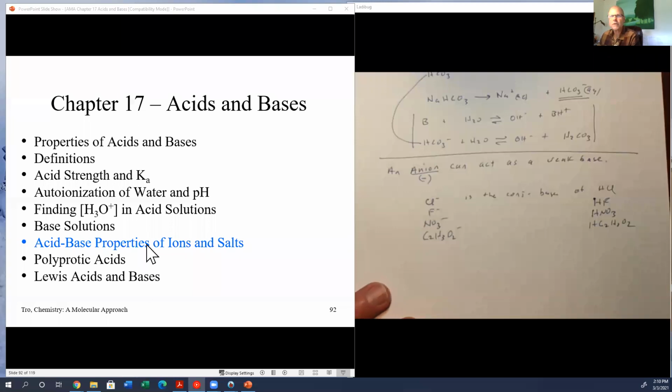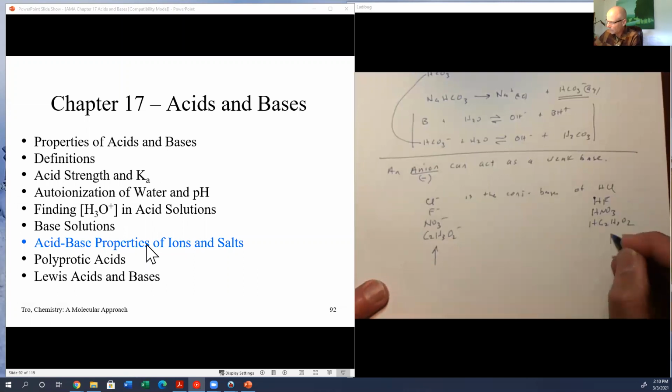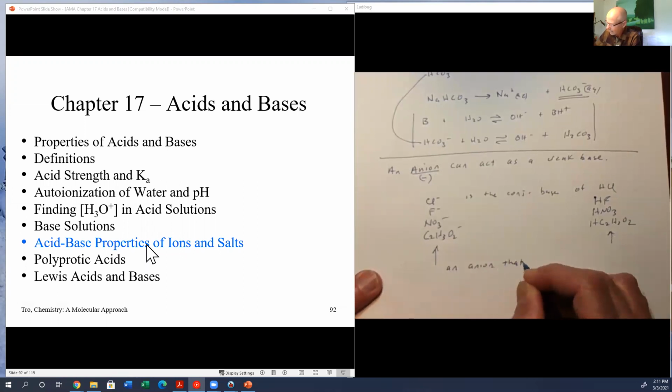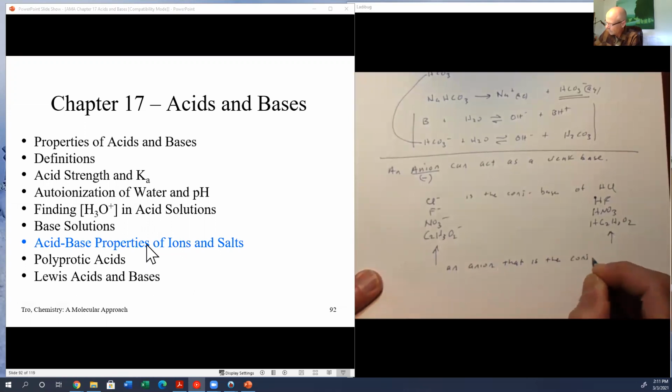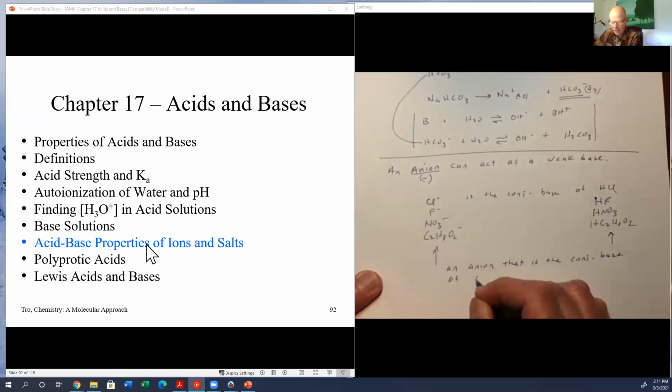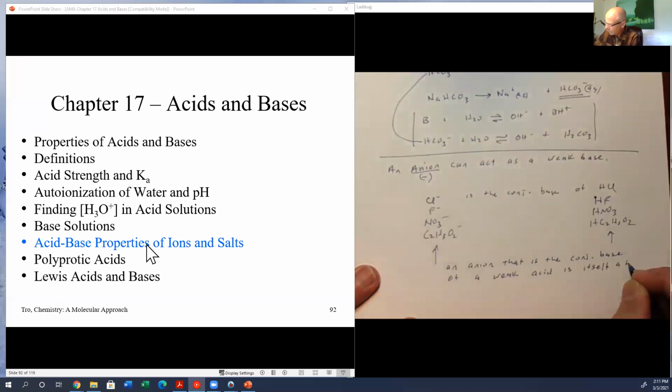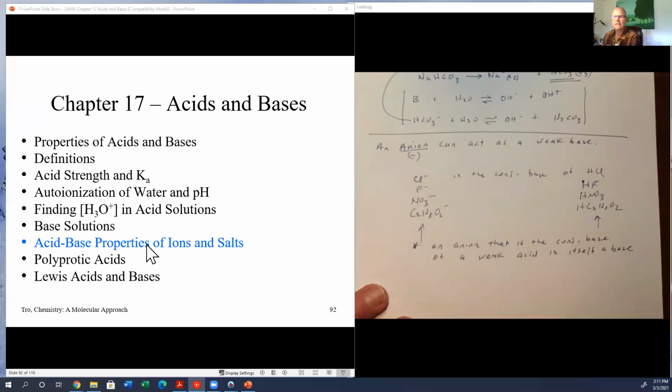All right. So in order to determine if this anion, this conjugate base, is itself basic, you want to ask yourself a question about its corresponding acid. And it goes like this. An anion that is the conjugate base of a weak acid is itself a base. Okay, an anion that is the conjugate base of a weak acid is itself a base.